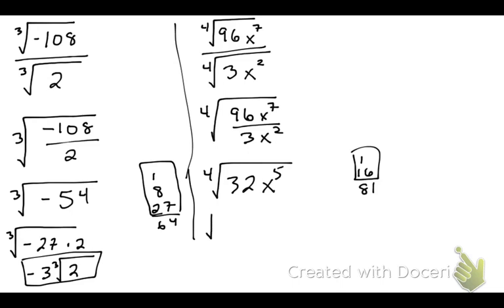Well, 32 is 16 times 2. And the 4th root of 16 is 2. That'll leave me with the 2 inside. I'm going to think about this in terms of the Orndorff rule. 4 goes into 5 once, so it'll be x to the 1st on the outside with the 1 left over, so it'll be x to the 1st also on the inside.